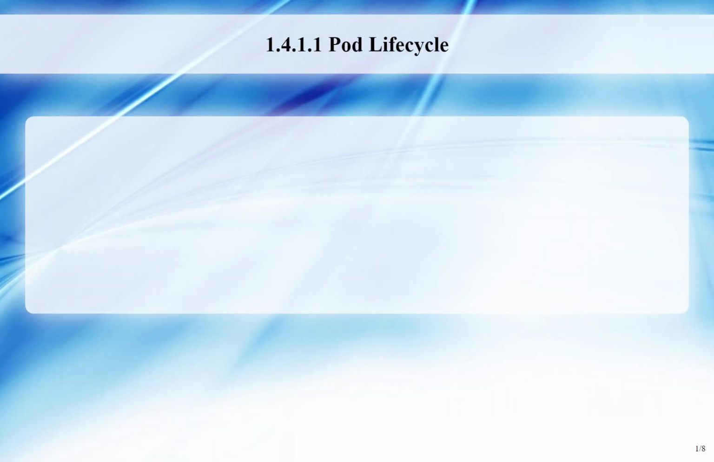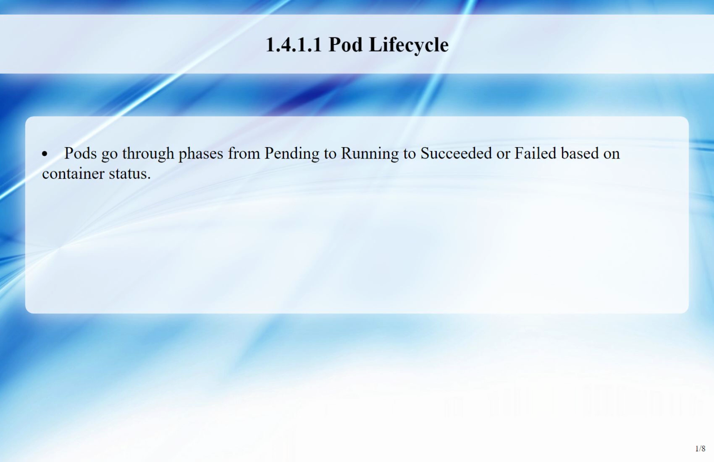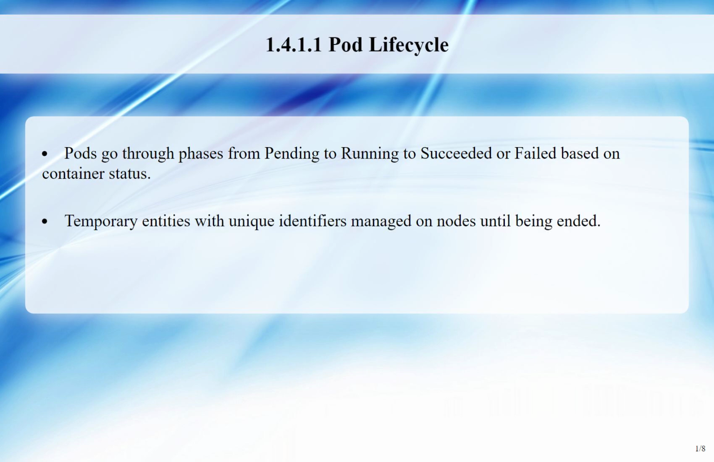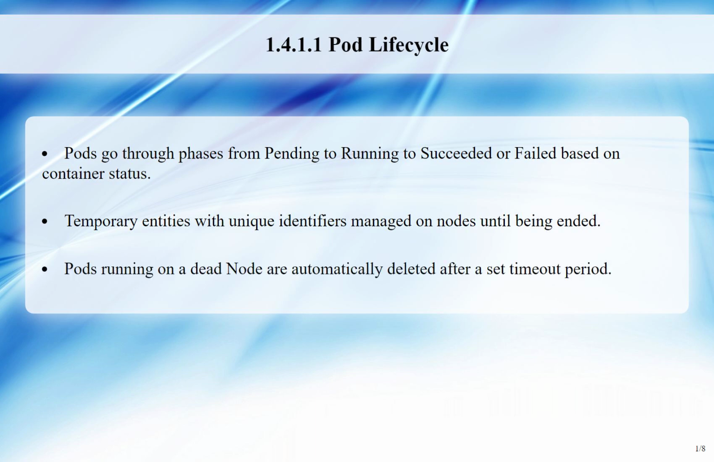Chapter 1.4.1.1 Pod Lifecycle. Pods go through a defined life cycle, starting in the pending phase, moving to running if its containers start successfully, and then either succeeded or failed, depending on container status. They are considered ephemeral entities, created with a UID and scheduled on nodes until they are terminated or deleted. If a node dies, pods running on it are marked for deletion after a timeout period by the control plane.